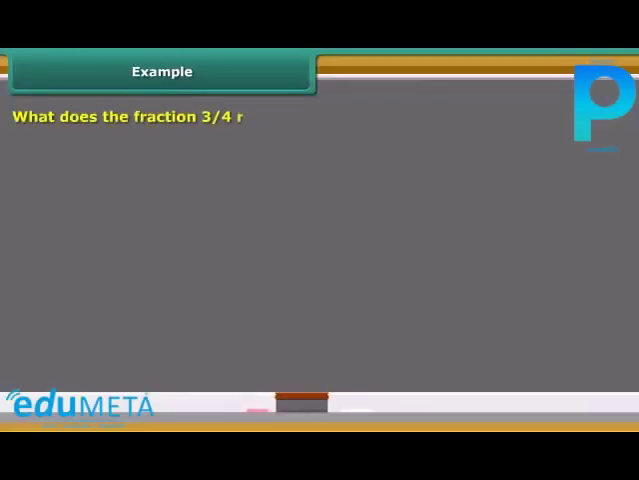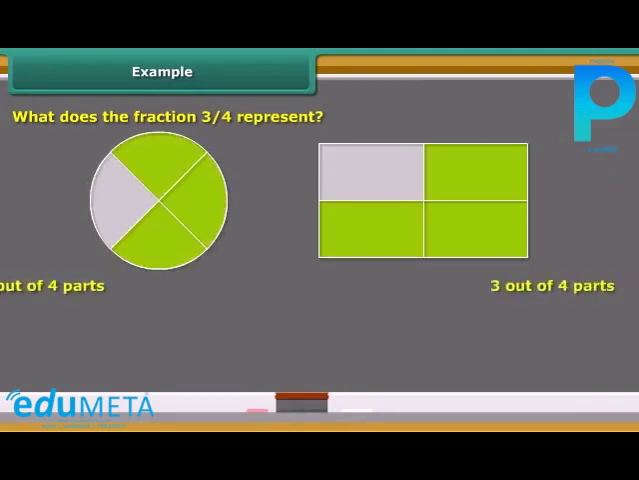What does the fraction 3/4 represent? It represents 3 out of 4 parts. The shaded part of each figure below represents 3/4 of the entire figure.